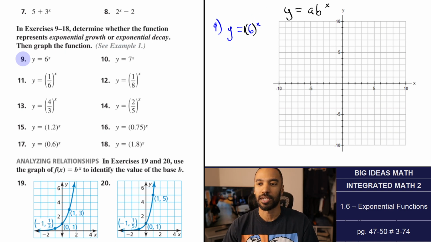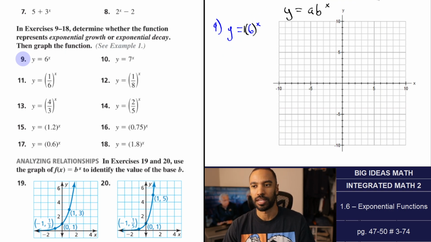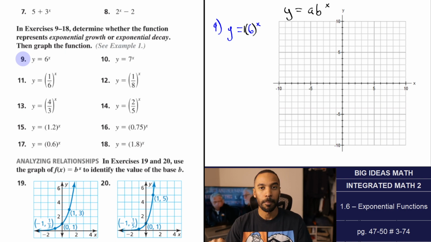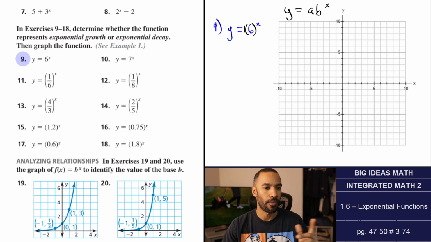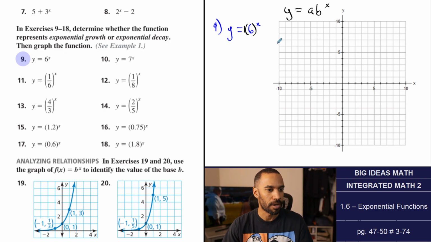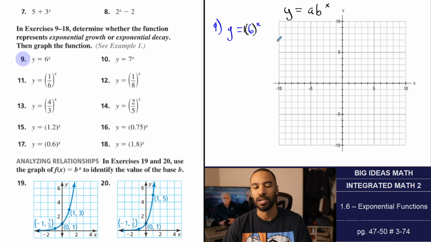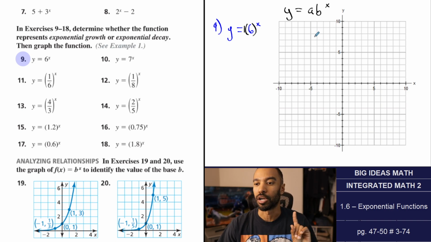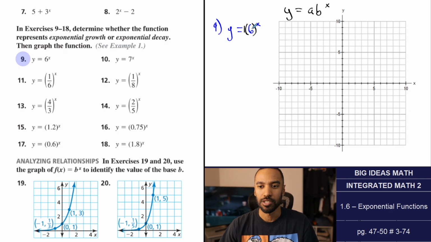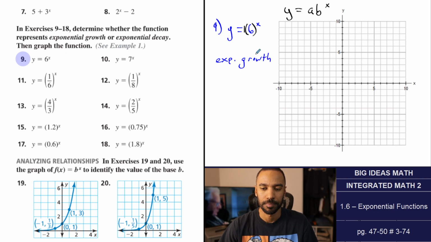So, they say exponential growth or decay. Now, first of all, these are positive exponential growth or decay because a will always be a positive value if you look at all the problems. Actually, a is 1 on all of these, so it's always positive. But growth versus decay, because b is 6, that's going to be growth. As long as it's more than 1, it's growth.